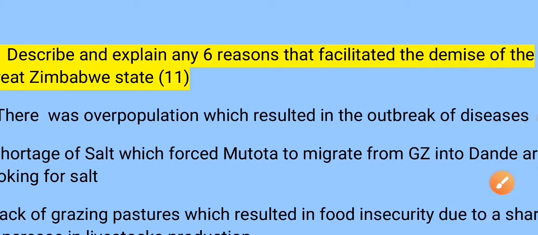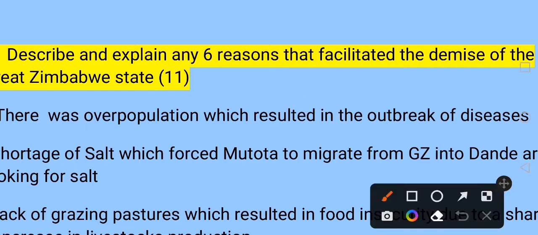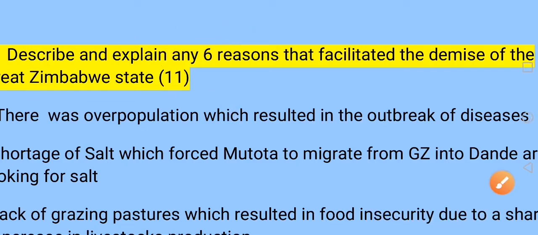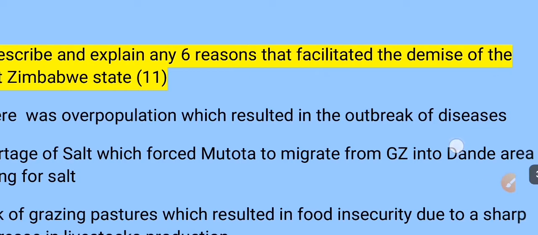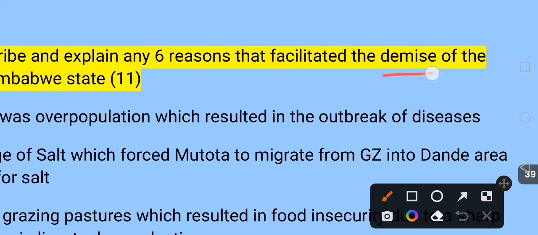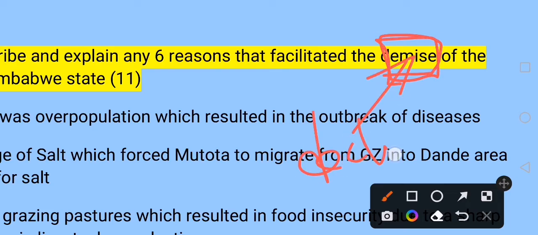Pari kudiwa 6, which means for you to obtain 12 marks, you have to state the reason and you have to expand. You have to tell us more about that point, because this word describe here, it means state the point, then explain it, which means give reason for your point. Okay, all right, state, describe and explain any 6 reasons that facilitate the demise. Demise, it means decline, it means downfall.